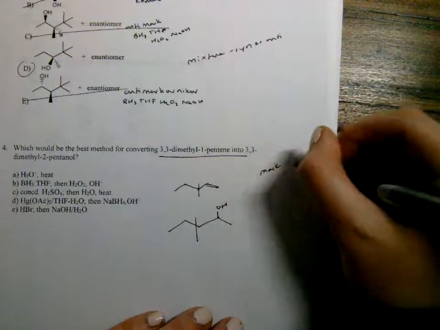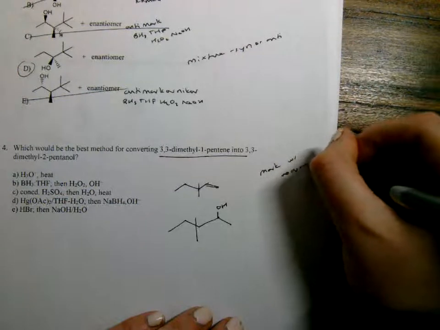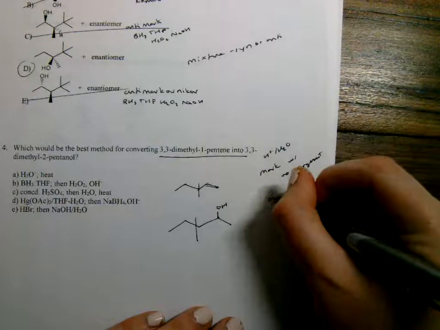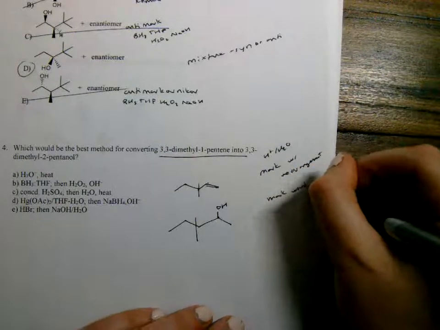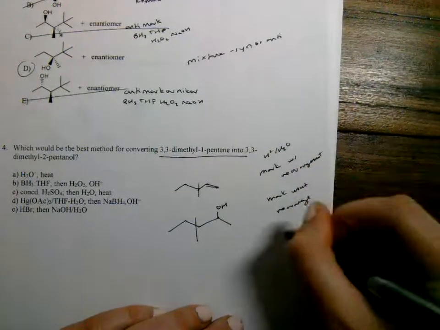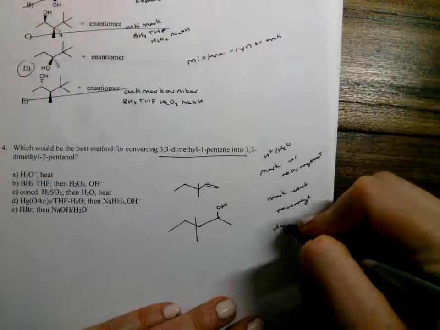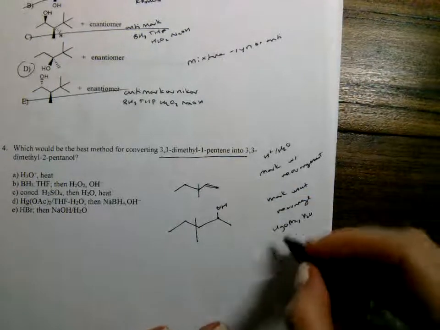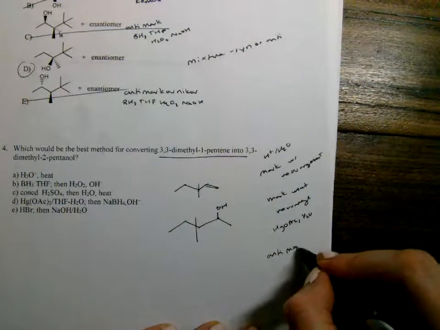You can get Markovnikov with rearrangement. That's from H plus and H2O. You can get Markovnikov without rearrangement. That's from oxymercuration, demercuration, which we saw in the first step. So HgOAc2 and water, and then there's NaBH4 and NaOH. And then you can get anti-Markovnikov.